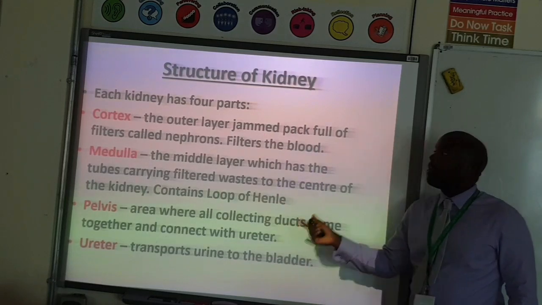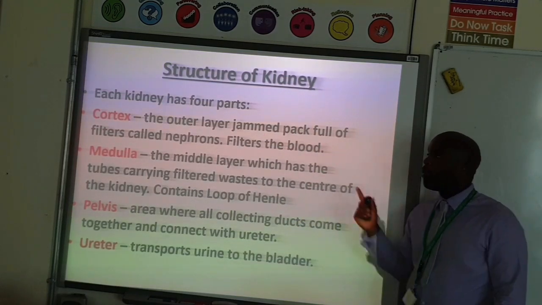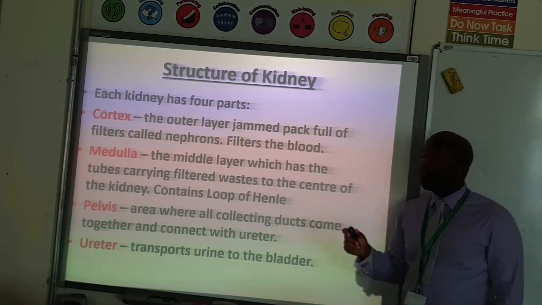So here are some key definitions of the four parts of the kidneys. Pause the video and make some notes on the key parts of the kidneys.